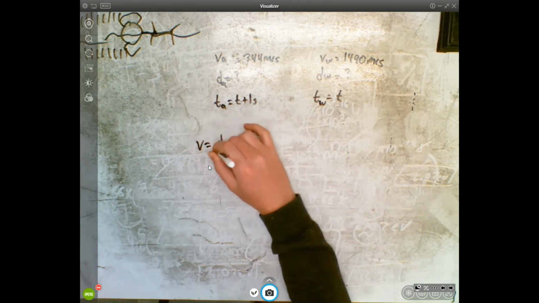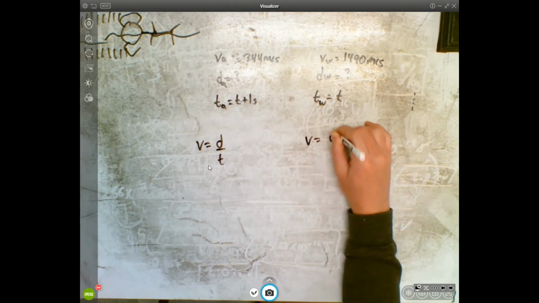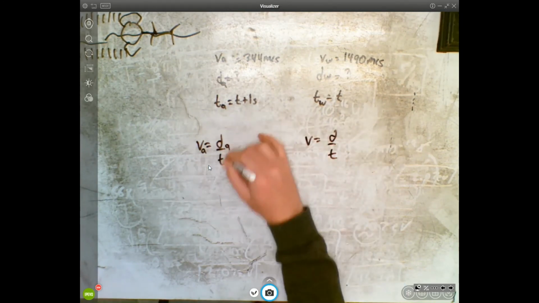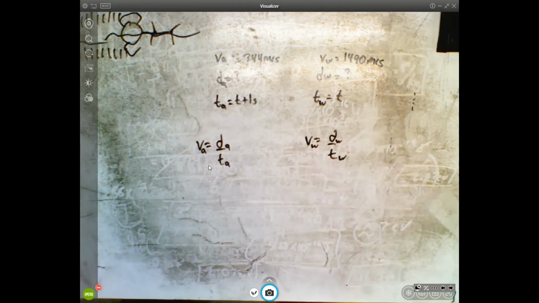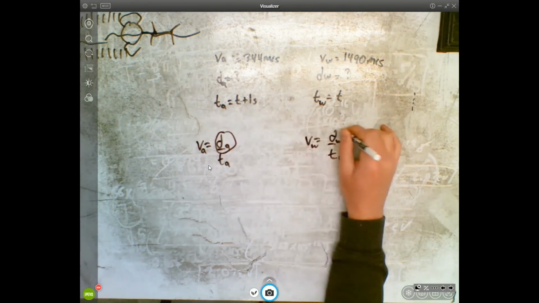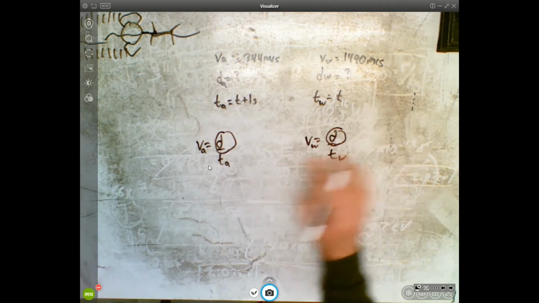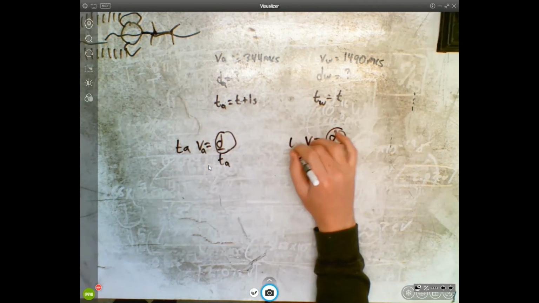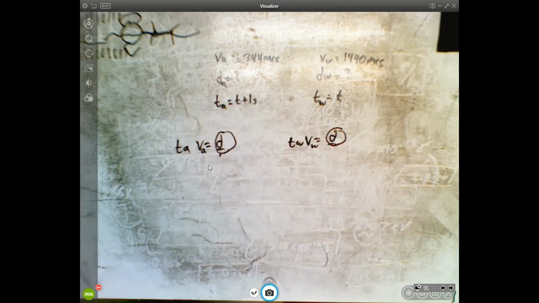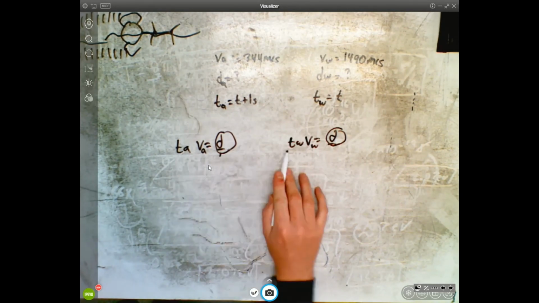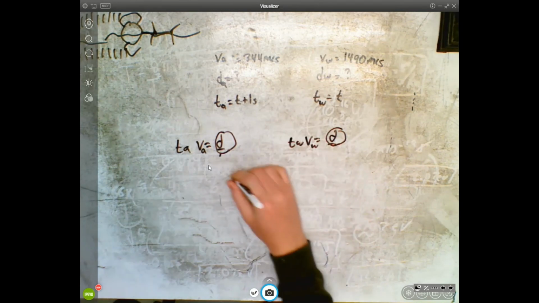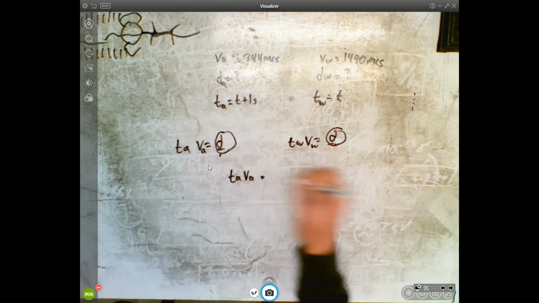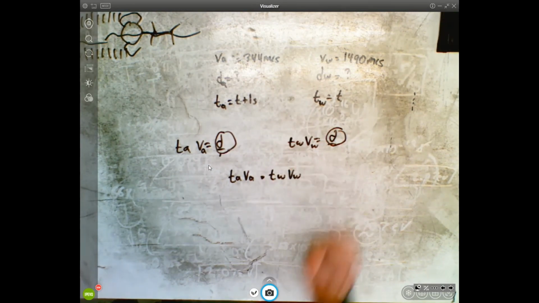So we're using V equals D over T for both, where this is air and this is water. But we need to find common ground between the two of them, and the common ground is a distance. The distance away from where the rock hit in the air and the water is going to be the same. So if we move the times up top, the distance is equal to T times V for both. So I can say time in air times velocity in air is equal to time in water times velocity in water, because those two distances are the same.